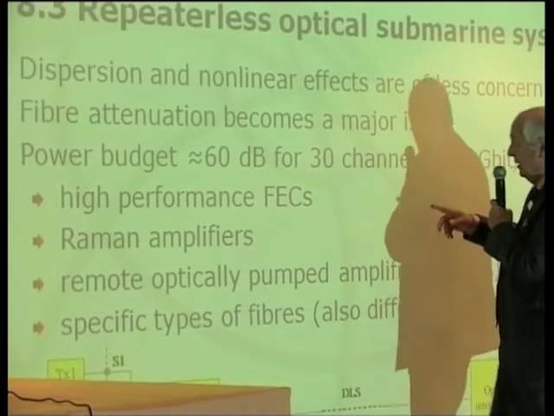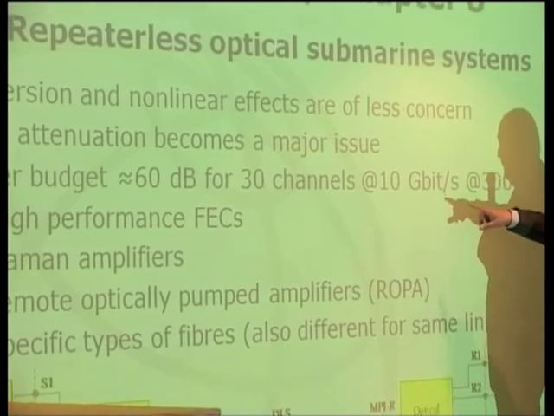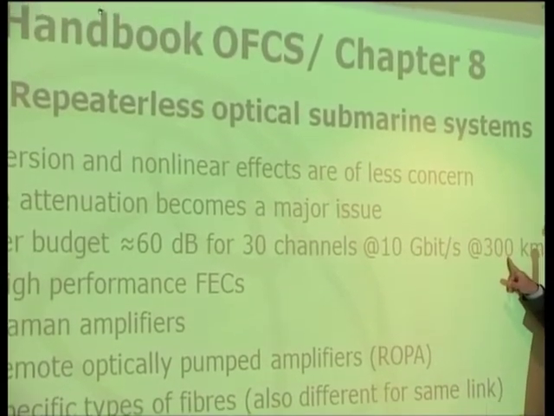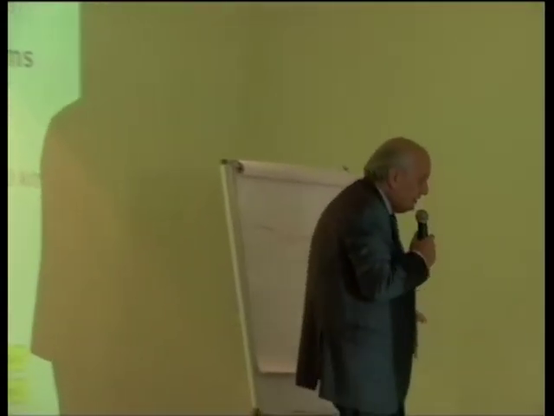60 dB for 30 channels. This is an example, of course. At 10 gigabit per second, this means 300 kilometers. Well, if the distance instead of 300 is 400 kilometers, you have to install a repeater. You are forced to install a repeater. And the system will be less reliable, more costly, and so on.